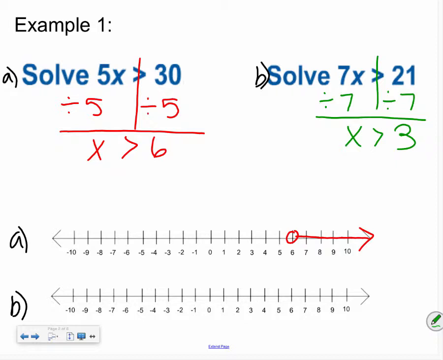So now I go down to the bottom number line because I have it labeled B, and I find the number 3. Now, is this going to be an open or a closed circle? I have x is greater than 3. Since I didn't say the words or equal to, that means it's an open circle. Now I have to figure out which number is greater than 3. Is 2 greater than 3 or is 4 greater than 3? 4 is. That means I'm going to shade on this side of the line. So that's how we would solve those first two inequalities.